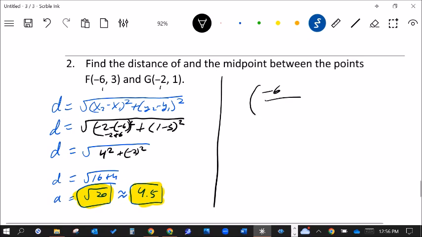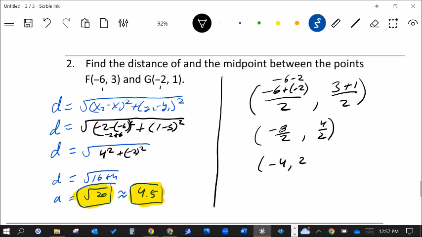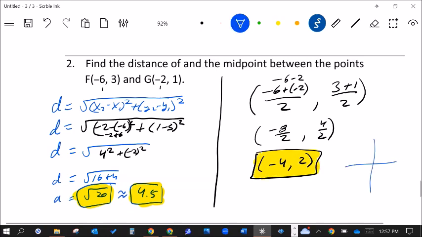The midpoint of the two x's, -6 plus -2 divided by 2. And the two y's, 3 plus 1 divided by 2. So that's -6 minus 2, which makes it -8 over 2. 3 plus 1 is 4 over 2. So that looks like -4 and 2. Okay. And this sometimes is worth checking. If I go to -6 and 3, it was somewhere maybe about here. And -2 and 1 is about here. So -4 and 2 would maybe be about here, which makes sense for the midpoint.